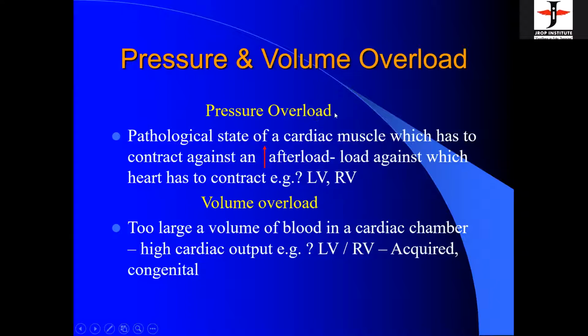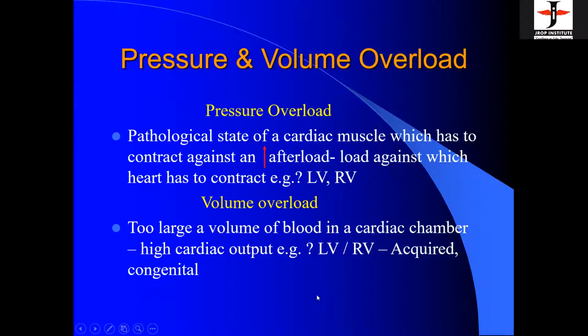So pressure overload means that the chamber has to contract against an increased load, which is after the contraction, while volume overload is too large a volume of blood in a cardiac chamber. For example, in the LV, aortic regurgitation will produce a volume overload. Why? Because the left ventricle is being filled by two sources, one is the left atrium, one is the aorta. So this extra blood comes into the left ventricle, and that is known as a volume overload.